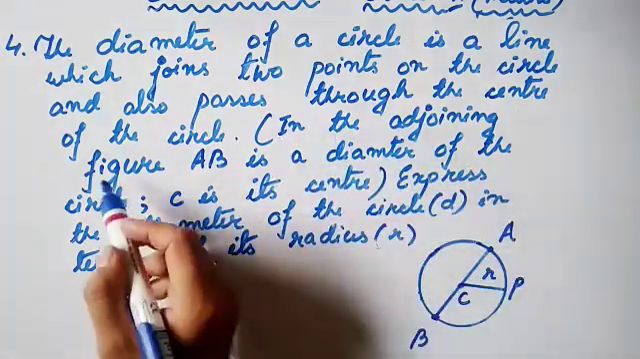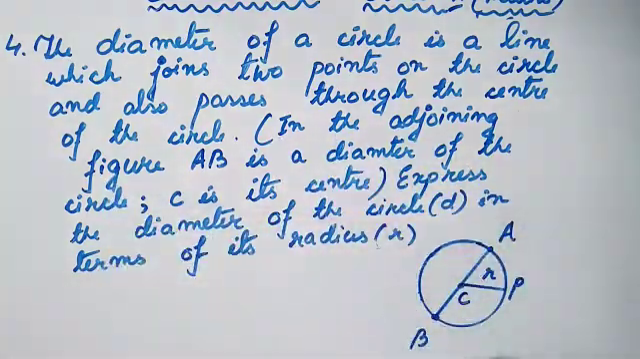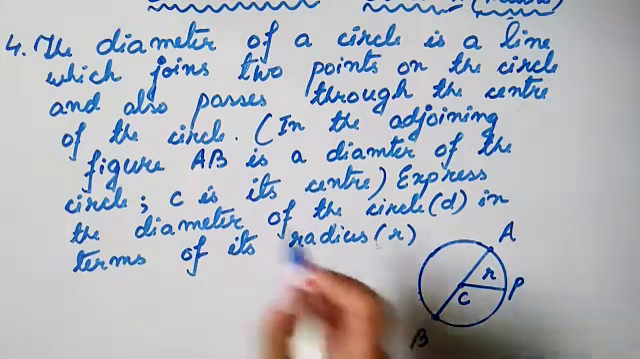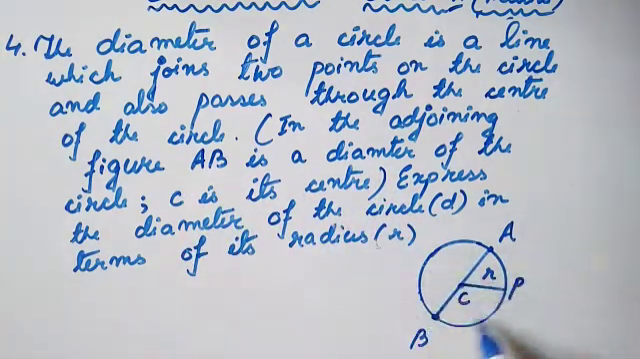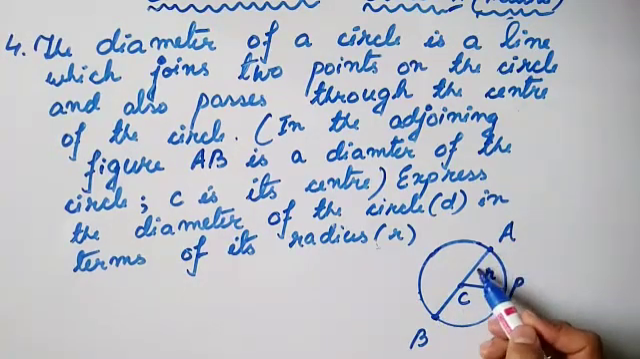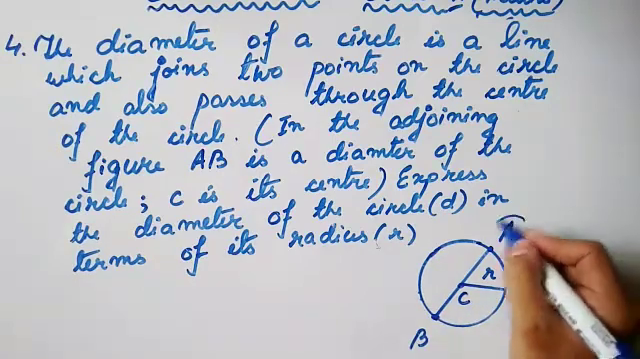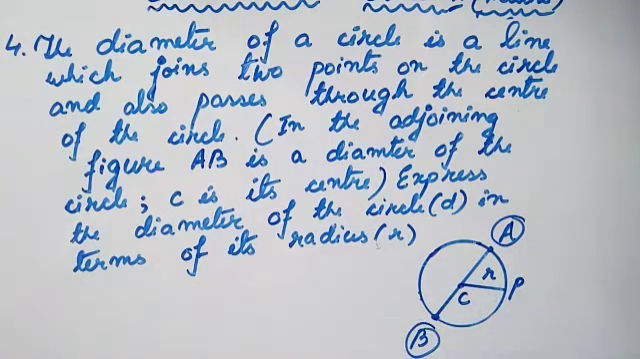So in the adjoining figure, they have given us a figure of a circle. AB is a diameter. So here in this circle, our diameter is AB. So how come this AB is a diameter? Because this line joins how many points? 2 points, right? And they are A and B. And this line also passes through the center, right? The center C. So AB is a diameter.